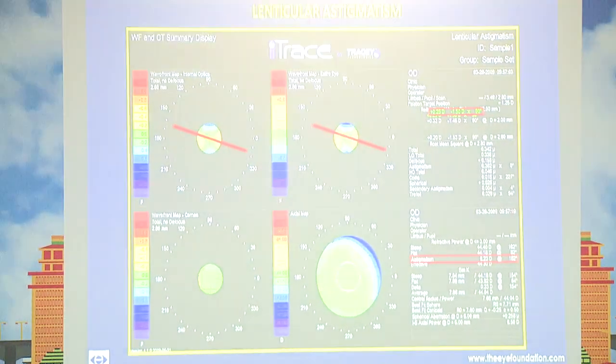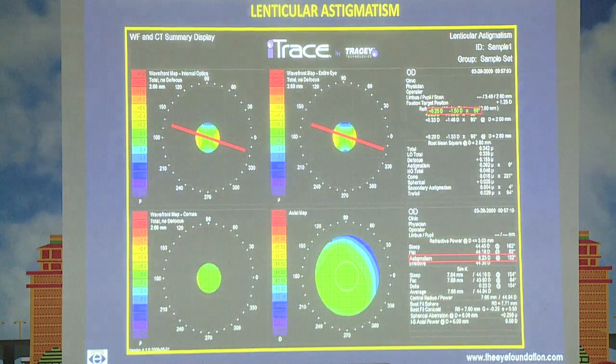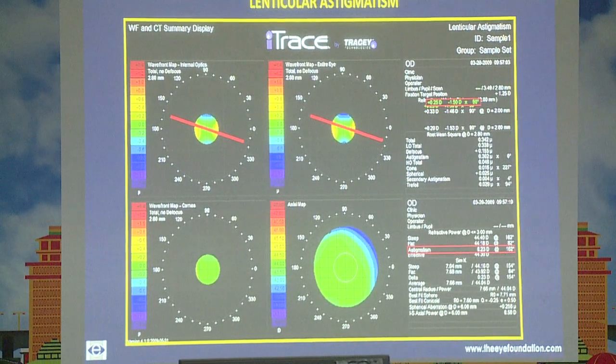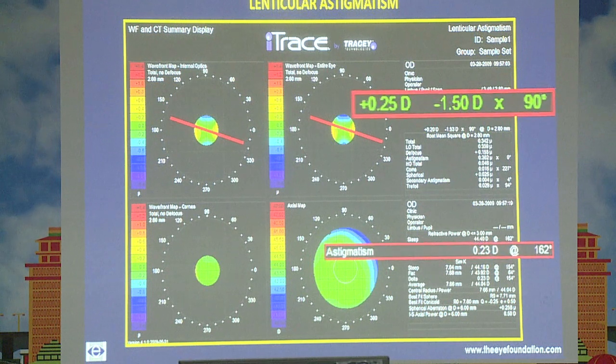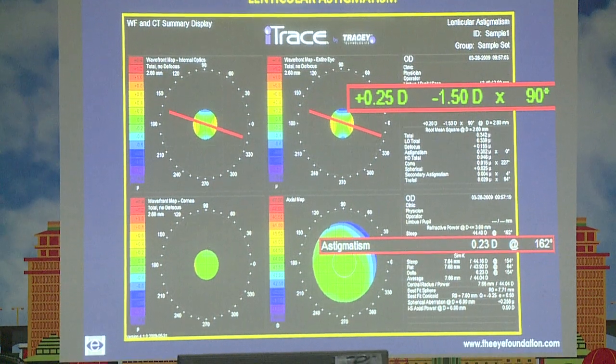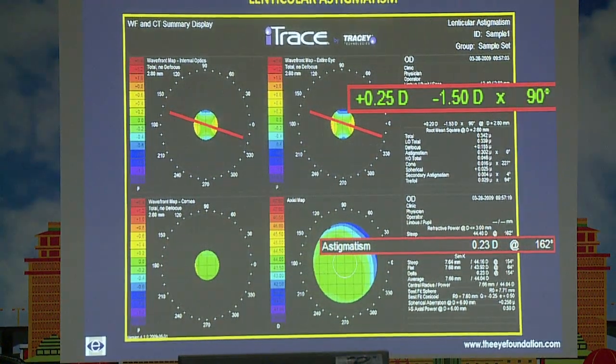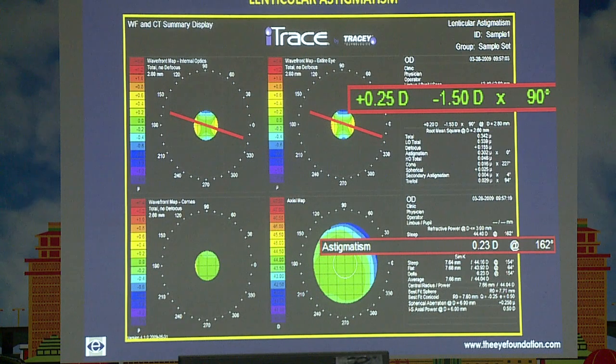the point that I made just now, here is a case where you see that there is a significant amount. This is total corneal astigmatism. This is the internal optics, which is the lenticular astigmatism. This is from the cornea. If you see, this patient was wearing astigmatic glasses right through his life, and almost the entire astigmatism is from the internal optics, from the lens, which is not quite rare.